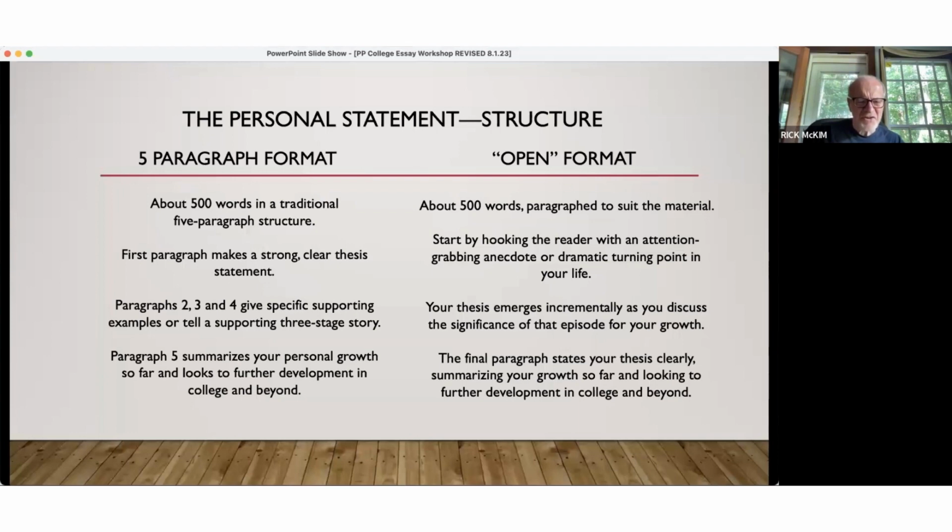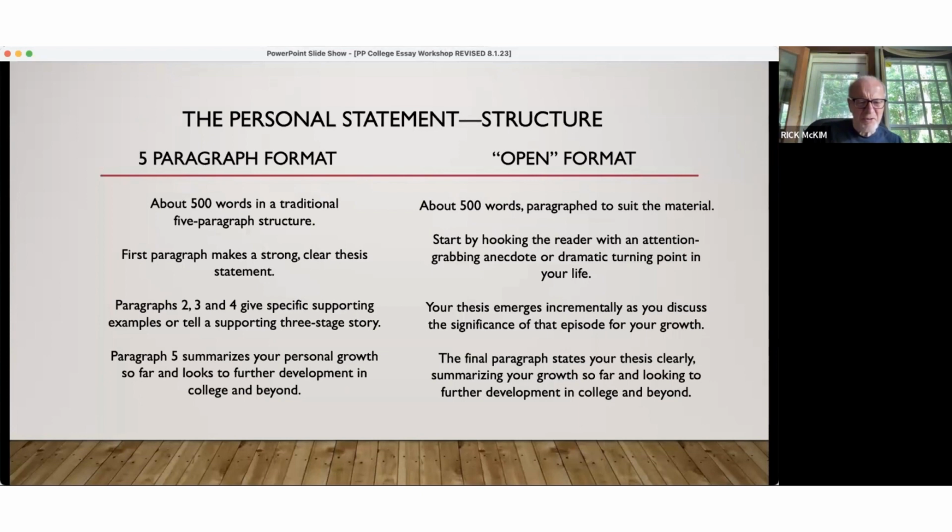In the traditional 5-paragraph structure, the first paragraph makes a strong, clear thesis statement: how I became, how I grew into, how I overcame, and so on. The first paragraph describes in brief and in summary how you managed to achieve the state of growth that you reached at this point in your life.